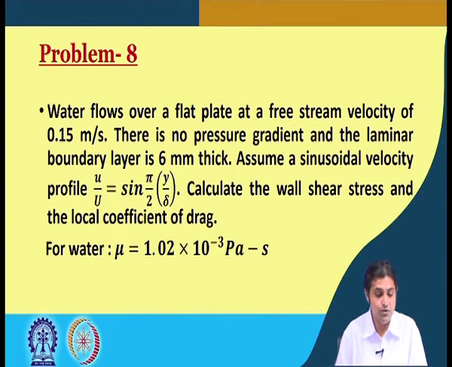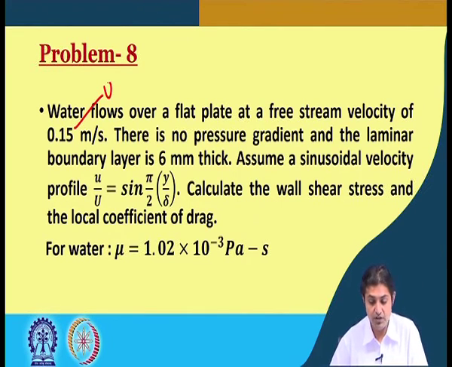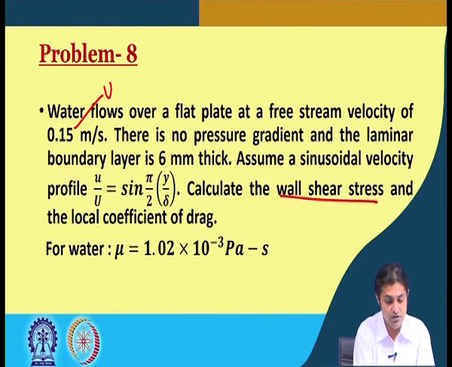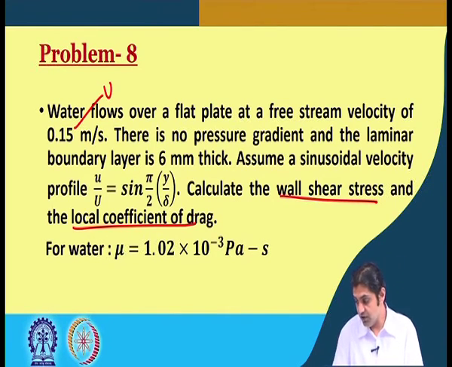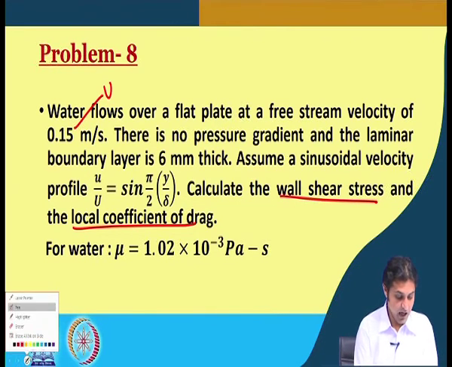stream velocity of capital U equal to 0.15 meters per second. There is no pressure gradient and the laminar boundary layer is 6 millimeters thick. Assume a sinusoidal velocity profile like this. Calculate the wall shear stress and the local coefficient of drag. So, we have to calculate the wall shear stress and local coefficient of drag. All right. So, how do we attack this problem?